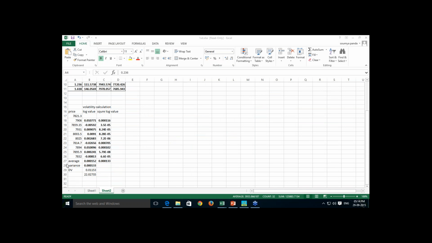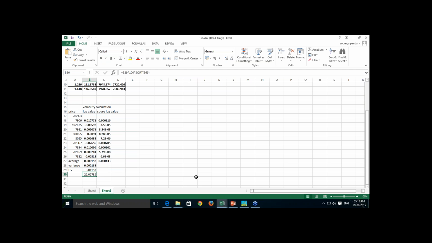I have taken the Nifty future last traded price for the last 10 days period. I have taken their logarithmic value, meaning current divided by previous. Then I have taken the square of the logarithmic value. Then I have calculated the average logarithmic value and the average square logarithmic value, post which I have calculated the variance. The square root of variance is the daily volatility, multiplied with the square root of 365 into 100. It is telling 22%.